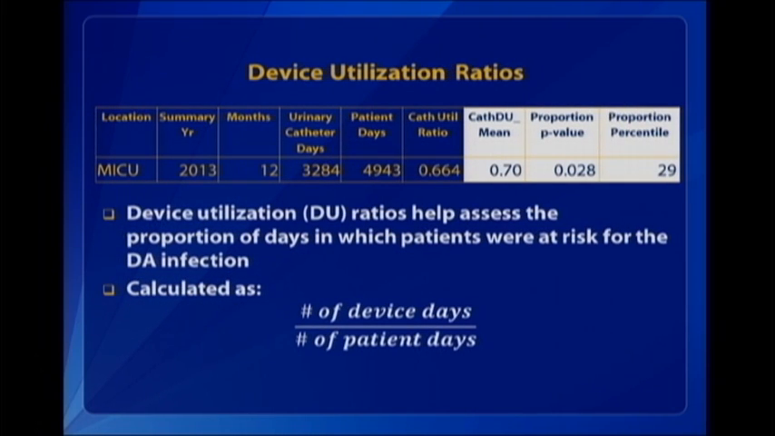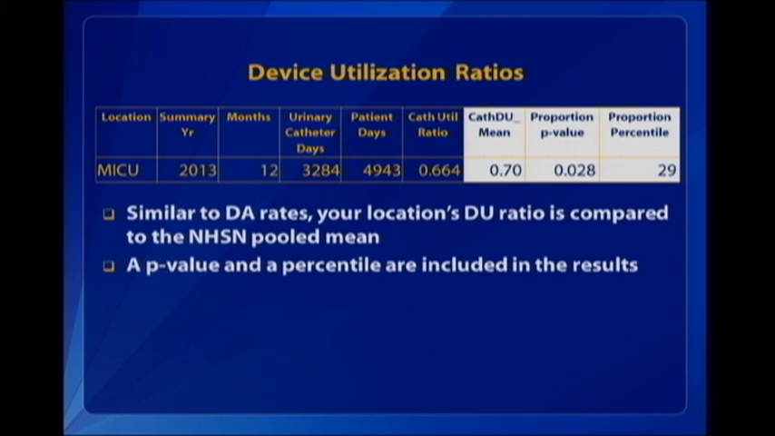We also provide device utilizations for you in the rate tables within NHSN. These can be used to complement your rates when you are interpreting them and reporting them out. So we look at the proportion of days in which patients were at risk for that infection. We calculate this as the number of device days divided by the number of patient days. Similar to device-associated rates, we compare your location's ratio to the pooled mean, and we also provide you with the p-value and the percentile.